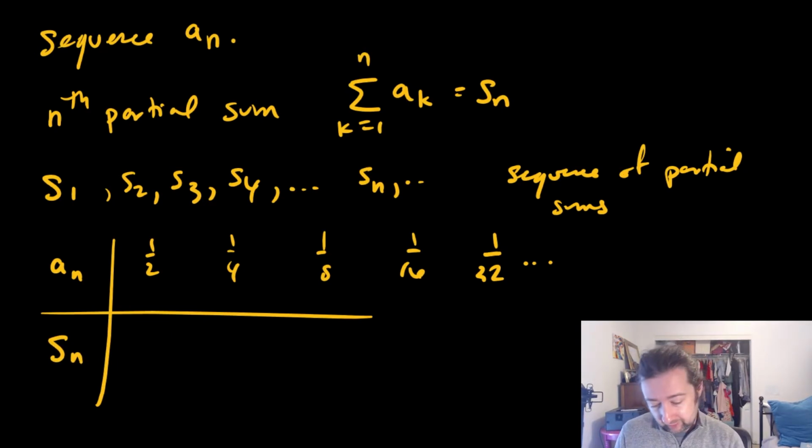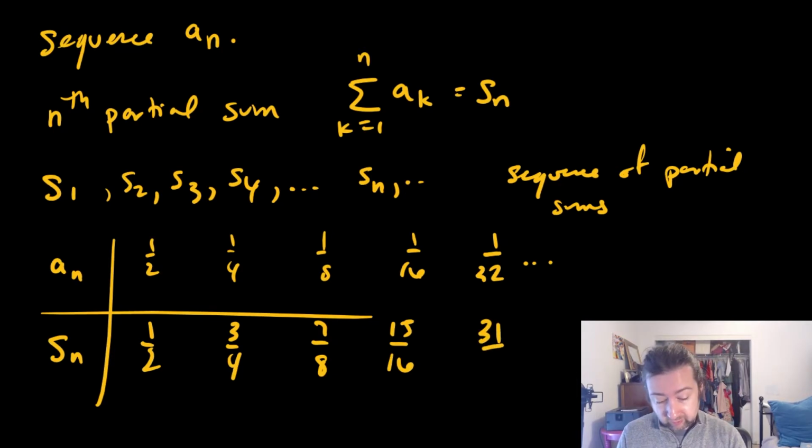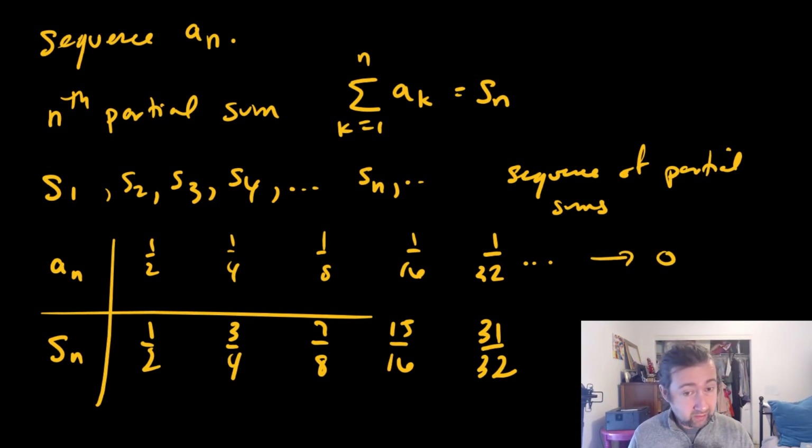Well, 1/2 is just a half. A half plus a fourth is 3/4. 3/4 plus an eighth is 7/8. 7/8 plus a 16th is 15/16. 15/16 and a 32nd is 31 32nds. And this list is going to 0. I mean, that's going to turn out to be necessary, that the sequence has to tend to 0 if we're going to have any hope that the partial sums are going to add up to something. The partial sums are keeping track of, as I add more and more terms from the sequence onto the pile, does it look like it's headed anywhere? And these numbers look like they're headed to the number 1.